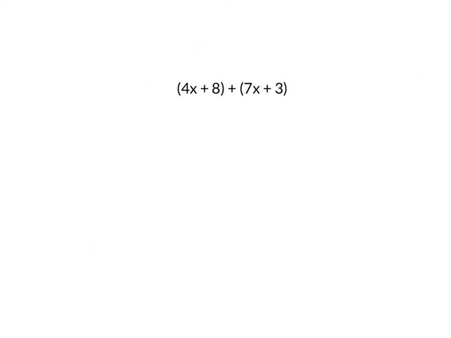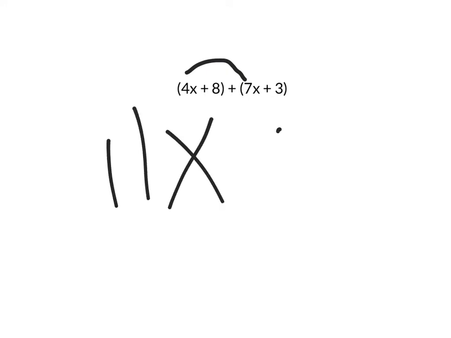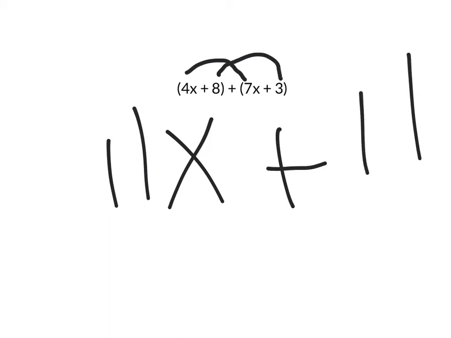Alright, so now we're on to the distributive property. It's not much different in this problem since we have no constants in front of the parentheses. So for right now, we just have 4x plus 8 plus 7x plus 3. So we'll first combine the x's to get 11x plus, then we have our 8 plus 3, so it's 11x plus 11.